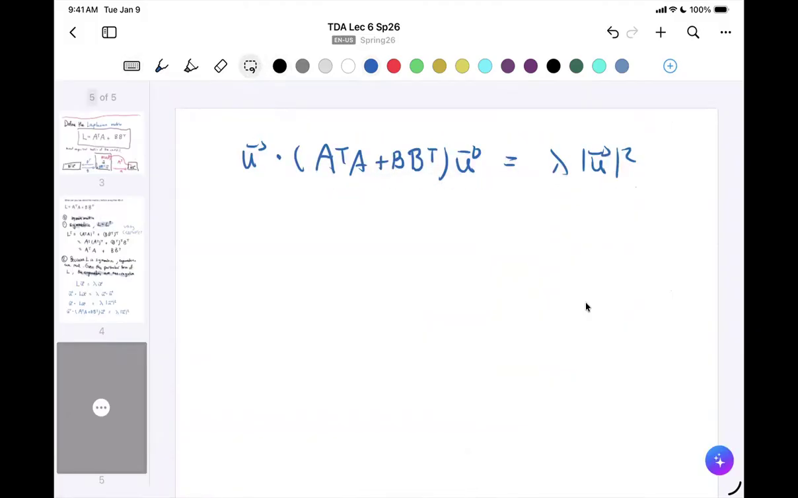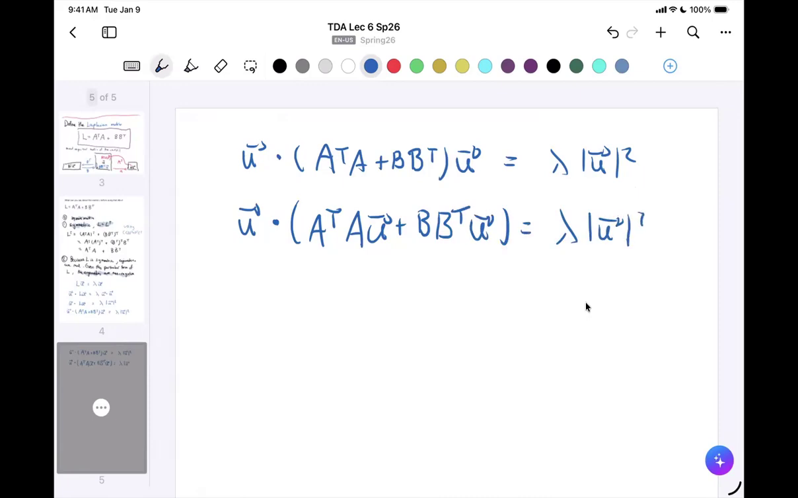Okay, and then you can, before doing the dot product, just distribute this. So you're doing U dot A transpose A U plus B transpose U. But okay, so far so good.